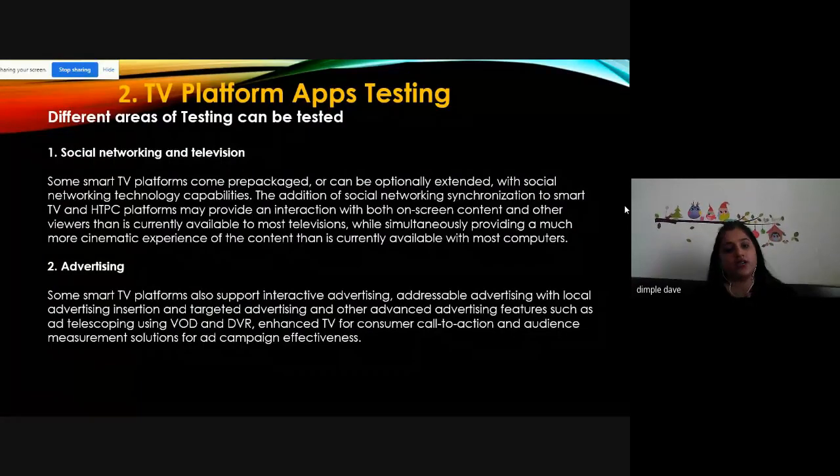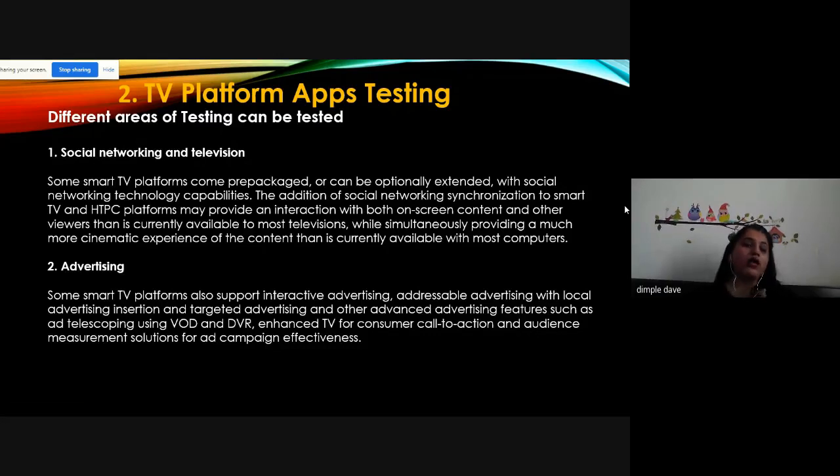Now let's move on to the other one: different areas of testing. What are the different areas of platforms and applications with TV that are available to us? The first one is social networking and television. Social networking has become so popular in the day-to-day routine world. Each and every person, even from a small category, is involved in using social media, right? That is what we are observing nowadays over the world.